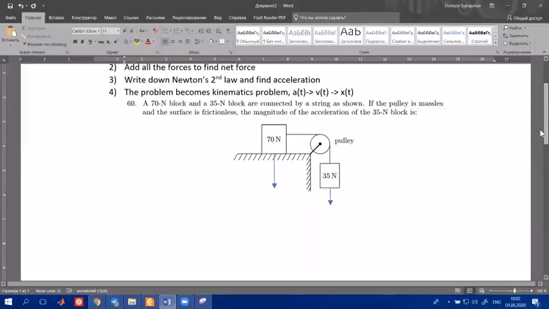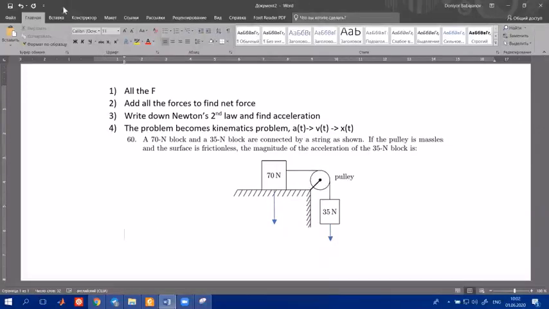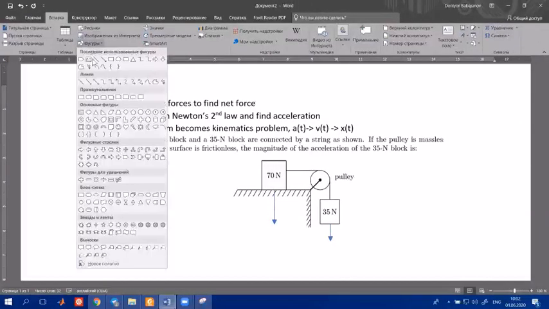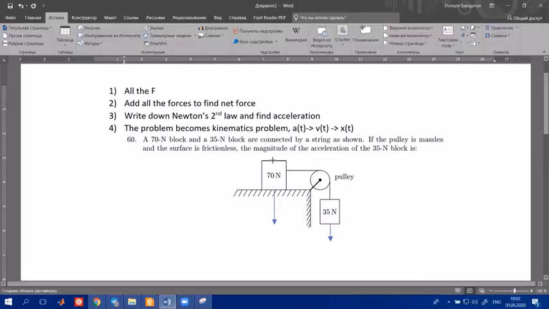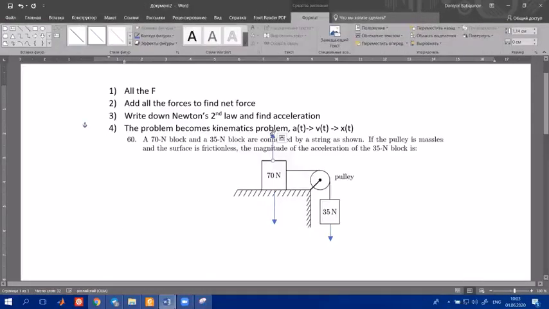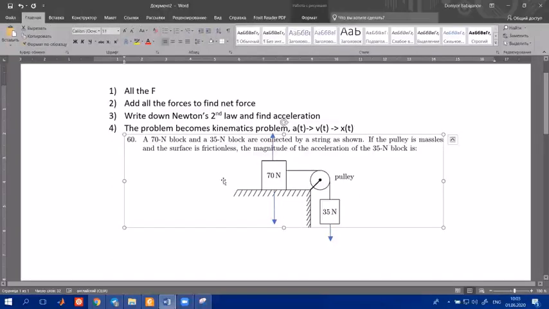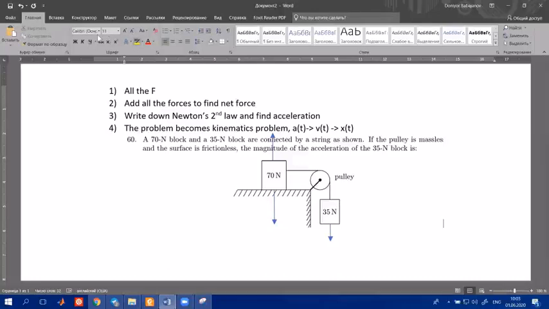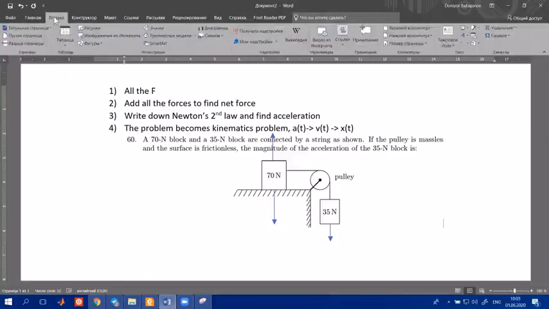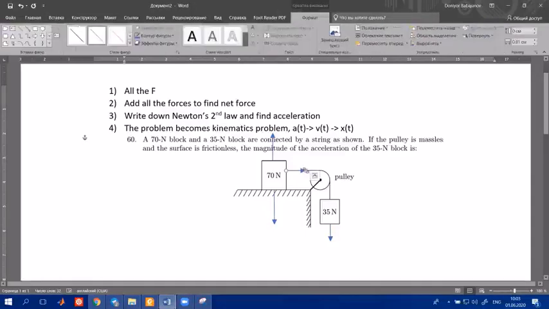Now, what about other forces? We have reaction force of the surface, reaction of the table here. And also we have the tension of the rope. This is rope and it has a tension force. Let's draw the tension force. This is tension force. And also tension force acts from two ends.